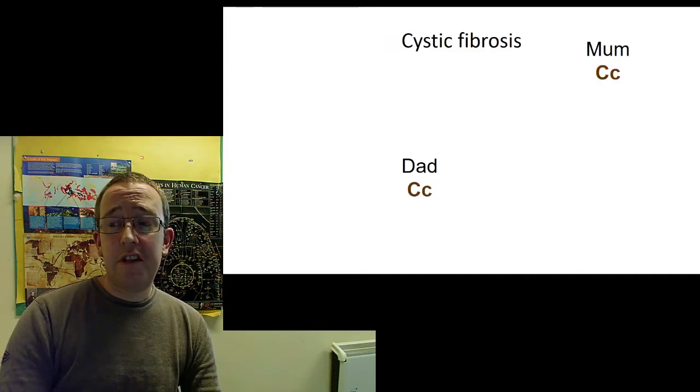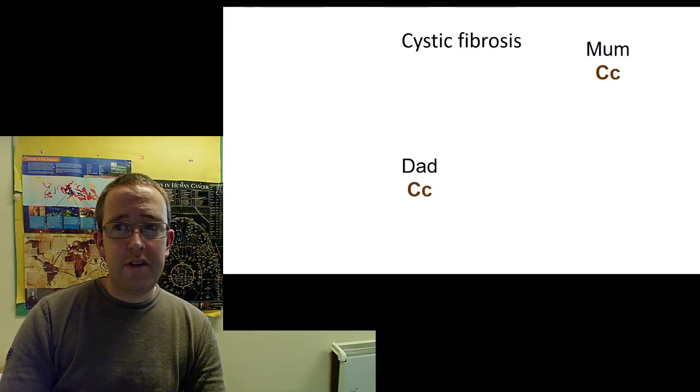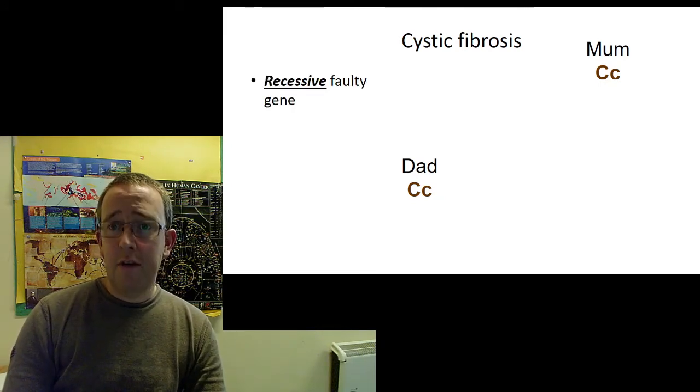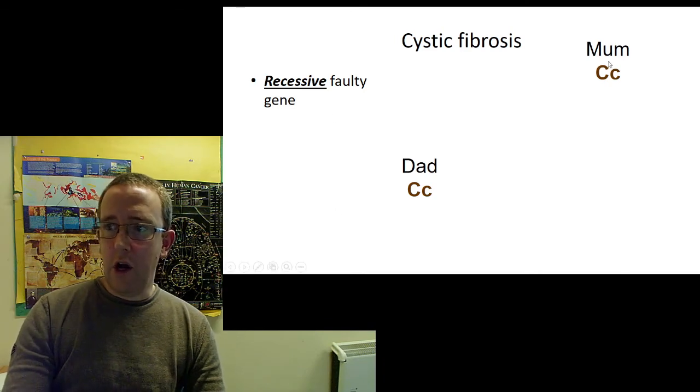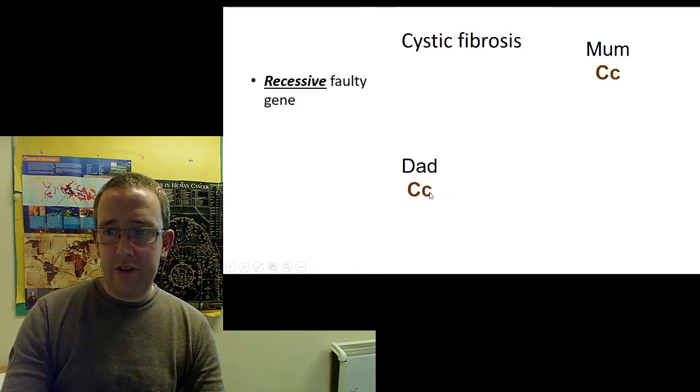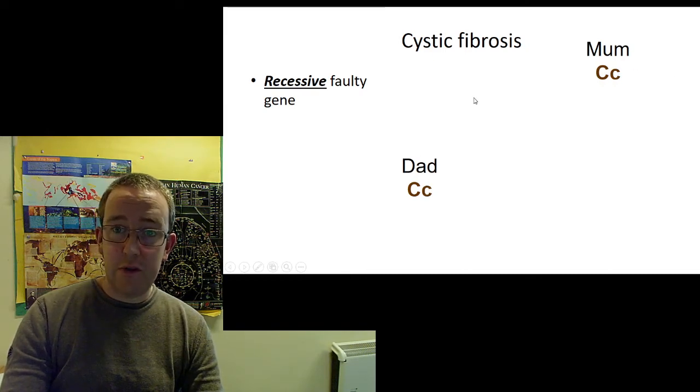Okay, so we'll look at cystic fibrosis first to start with. Now, cystic fibrosis is caused by a recessive faulty gene. Okay, so I've done the classic, 2 parents here who have one dominant working allele of that gene, and one allele of that gene that is the cystic fibrosis allele, so it's recessive, so it's the small one.